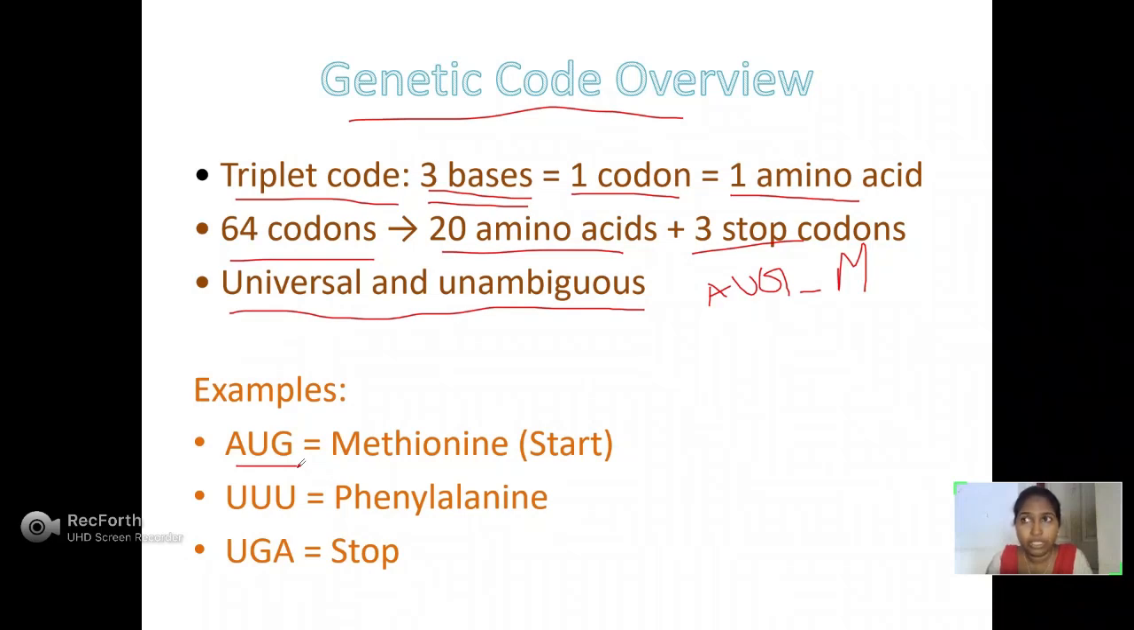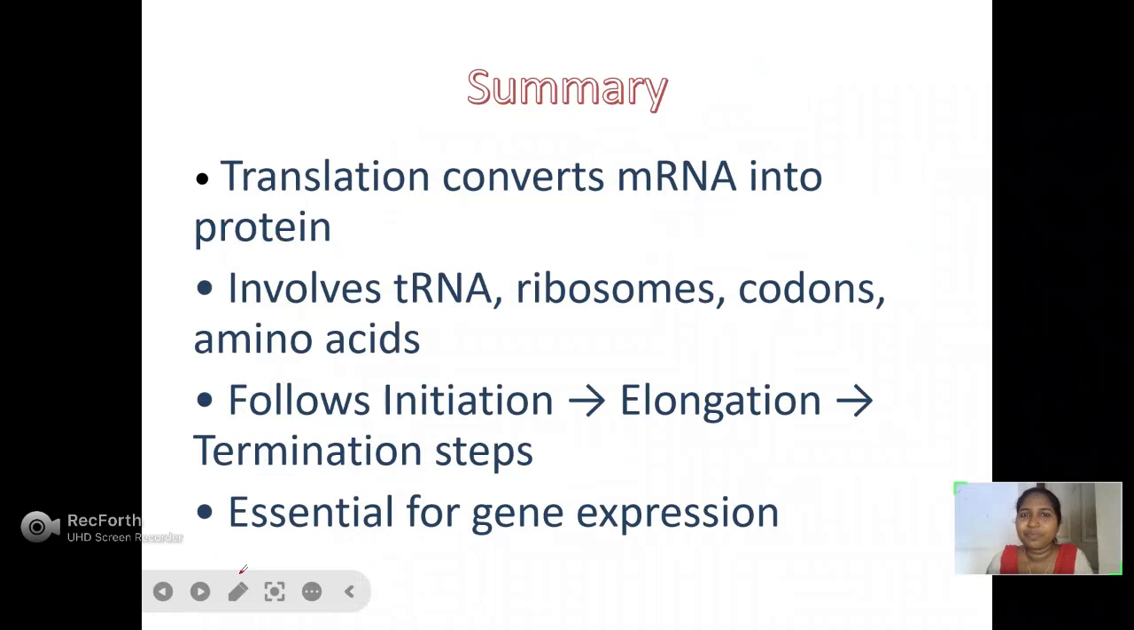Some examples: AUG always calls for methionine, and that is the start codon, and UUU calls for phenylalanine. And examples of the stop codons are UGA, UAG, UAA. There are 3 stop codons.